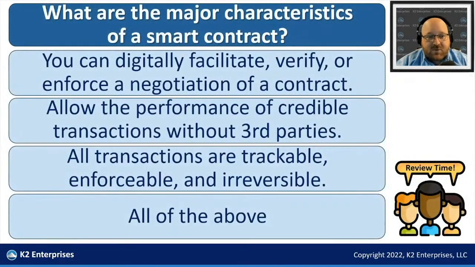Let's do our next review question. What are the major characteristics of a smart contract? Okay, can a smart contract facilitate, verify, and enforce negotiation of an actual contract? You betcha it can. It allows for the performance of credible transactions without third parties. Absolutely. And the transactions themselves are trackable, enforceable, and irreversible. Yes. Correct answer here is all of the above.